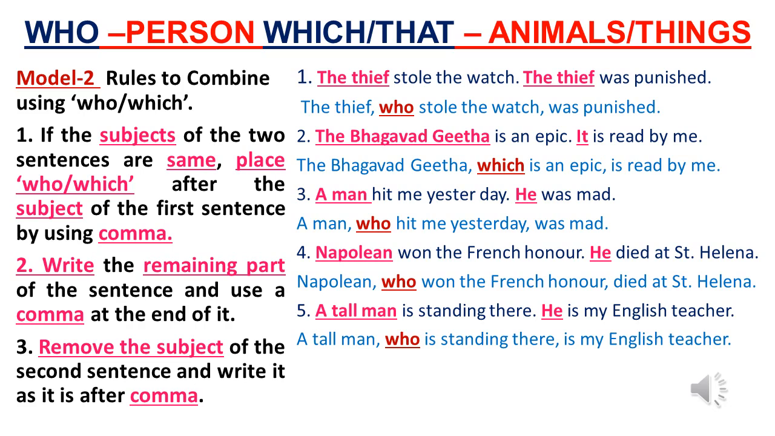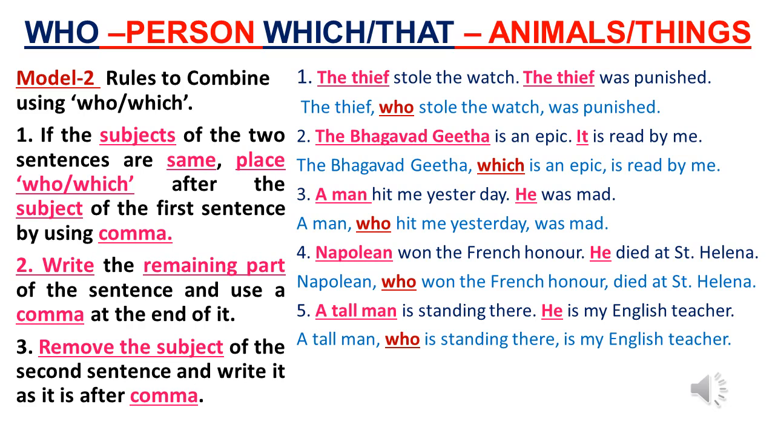Let's have a look at the examples. Here the two sentences have the same subject, the thief. So what do we have to do? Write the thief. Place a comma. Next use the conjunction who, because we are referring to a person. Write the remaining part of the first sentence next to the conjunction who. Stole the watch. Use a comma at the end of it. Then go to the second sentence. Remove the subject of the second sentence and write the remaining part next to the comma and keep the full stop at the end of the sentence. That would be the answer.